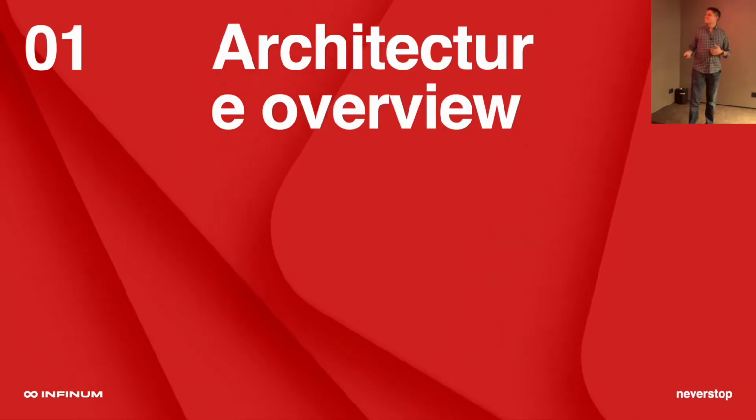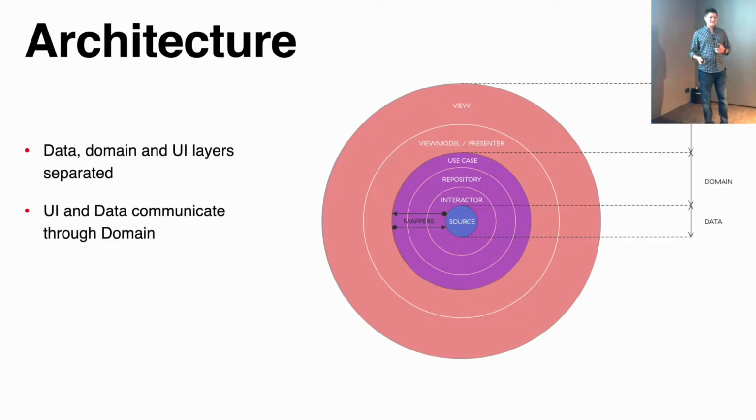So let's start with the architecture. This is a high-level overview of the architecture I was using. And it's divided in 3 big layers. The first one of them is the source or data layer. And it's a layer that contains all the communication with the sources of data. So it can be an API, it can be a database or some files or some shared preferences or anything. So it only does the communication with the data source, and it exposes that data to the domain.